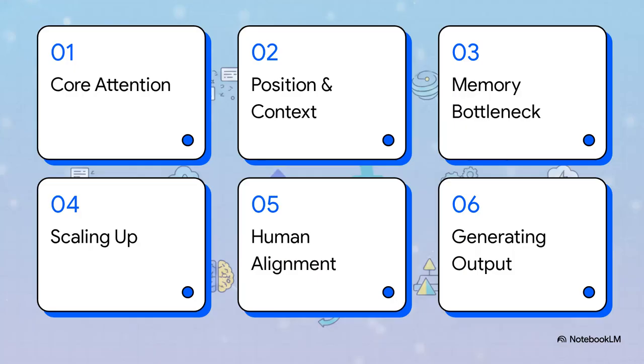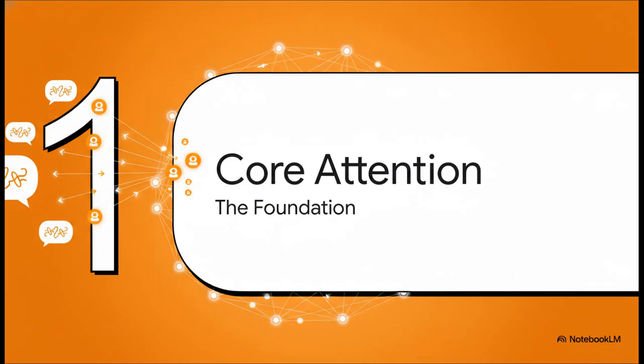Okay, here's our roadmap for today. We're simulating the actual assembly line of these models. We'll be hitting the core attention mechanism, encoding position and context, breaking the memory bottleneck, scaling up with parallelism, post-training and human alignment, and finally, generating output via sampling. Right, starting off with Section 1, the core attention mechanism.